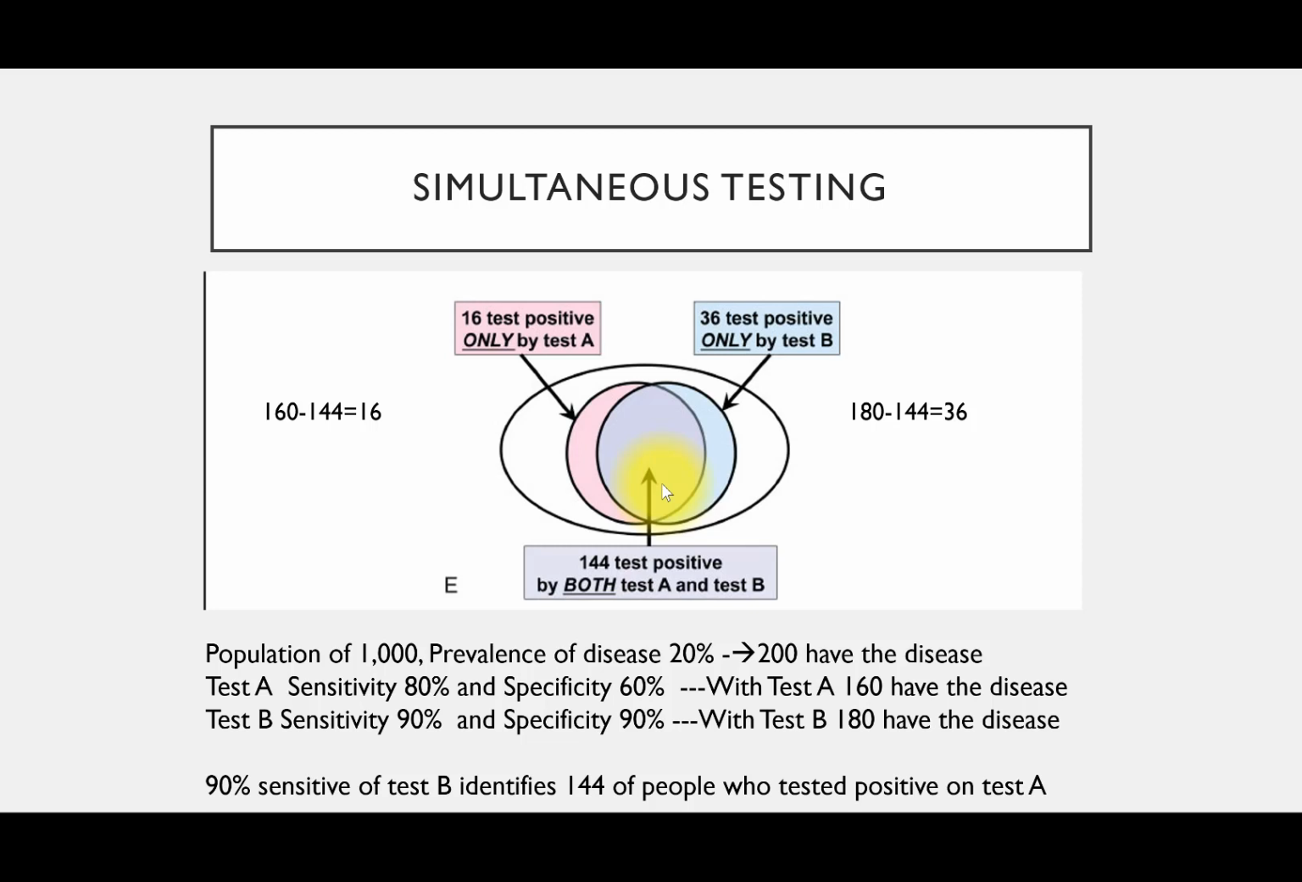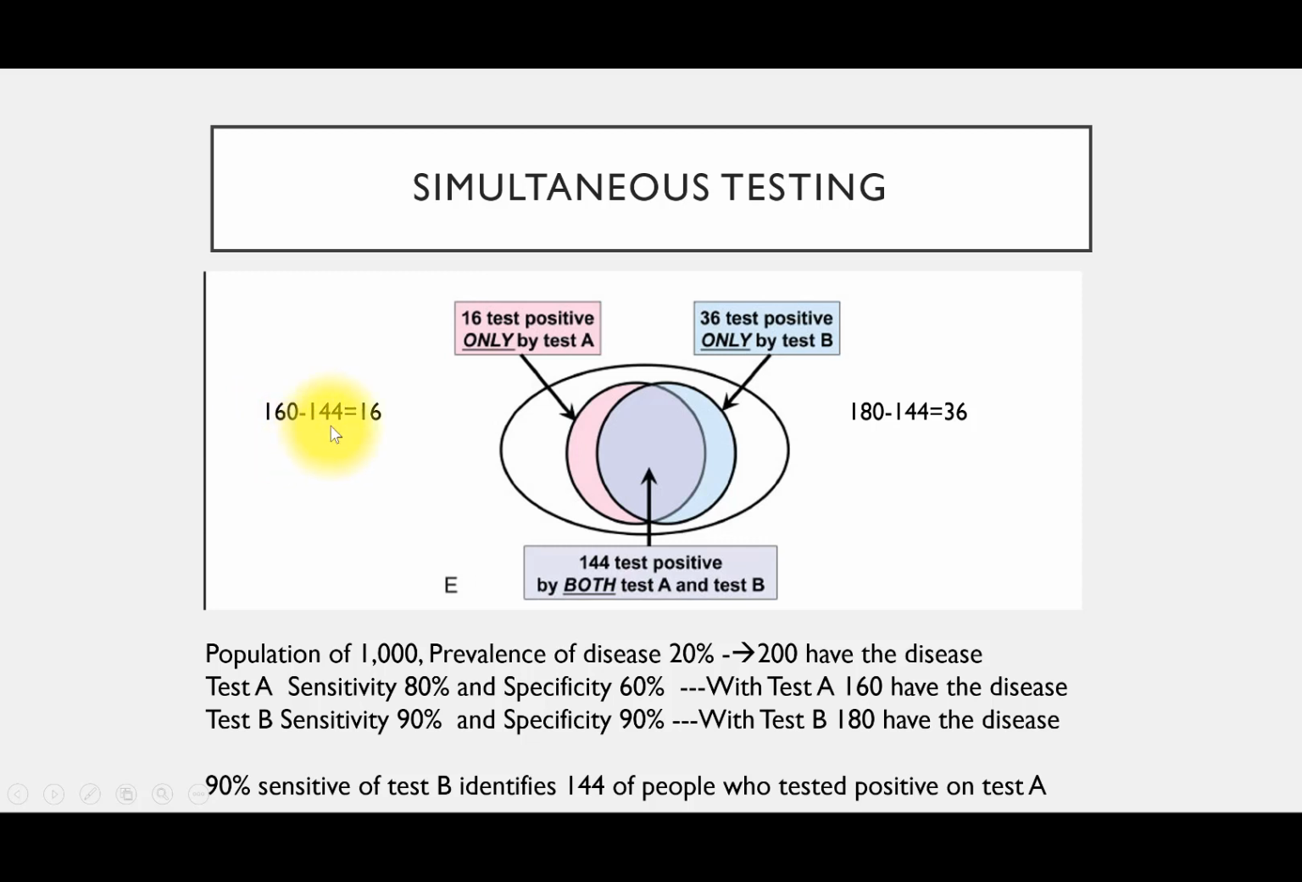So to calculate the numerator for the net sensitivity, we will take the 90% sensitivity of the second test and multiply it with the positives that the first test identifies. That's 90% of the 160 people.